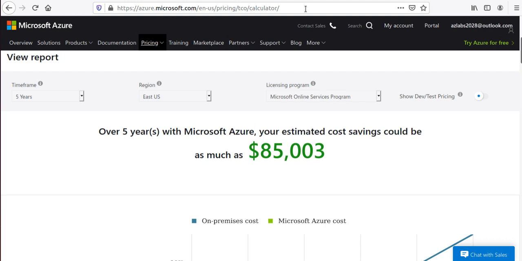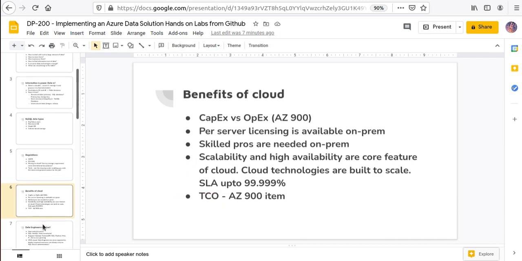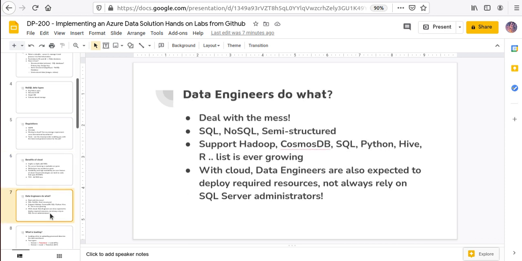Okay, so use this calculator, understand it, and configure it as best as you can to mimic your on-prem, and realize how much money you could be saving when you move to the cloud. All right, so those are some of the benefits, and there are definitely many more. So think about them. All right, so next, let's talk about what data engineers do.